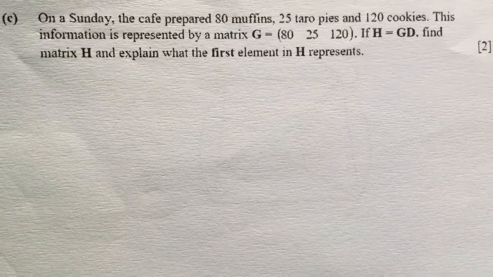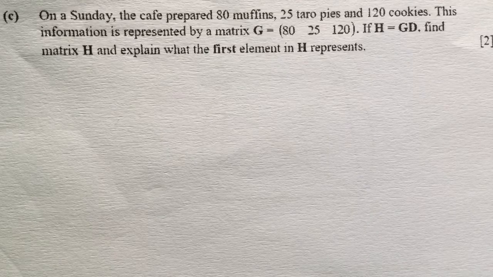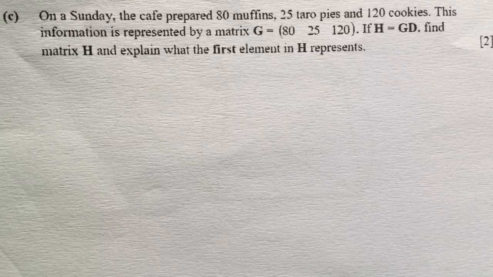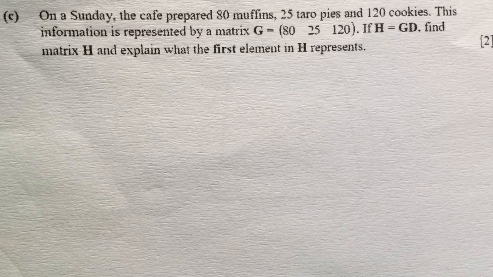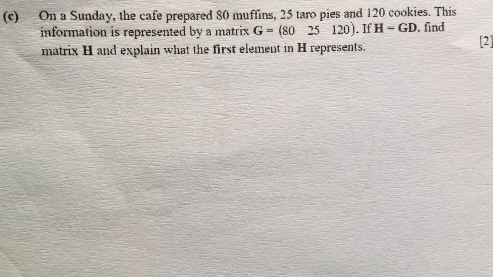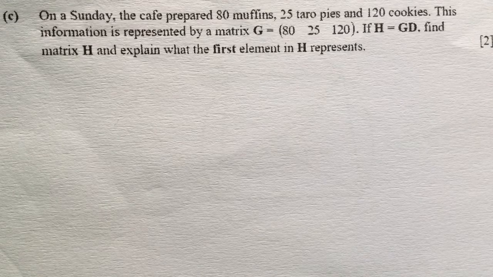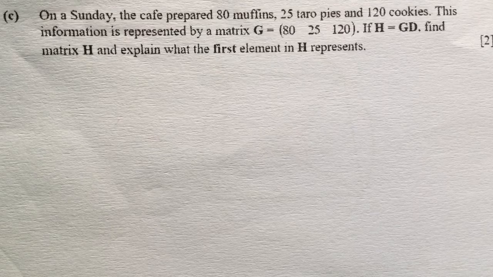Okay, 5C. On Sunday, the cafe prepared 80 muffins, 25 taro pies, and 120 cookies. This information is represented by the matrix G equals 80, 25, 120. If H equals GD, find matrix H and explain what the first element in H represents.